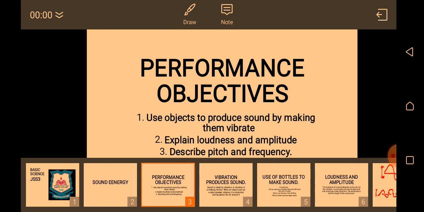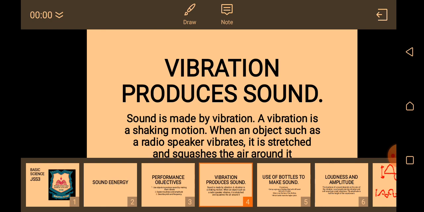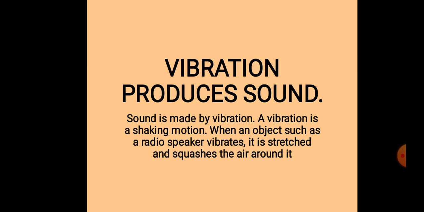Firstly, let's see how vibration produces sound. Sound is made by vibration. A vibration is a shaking motion. When an object such as a radio speaker vibrates, it stretches and squashes the air around it. What we are trying to say here is that any object that is in a shaking motion is said to be vibrating.